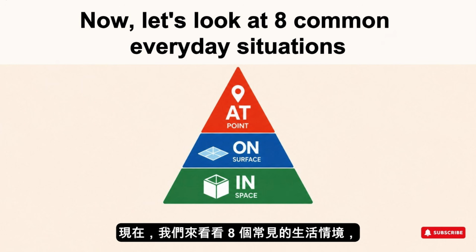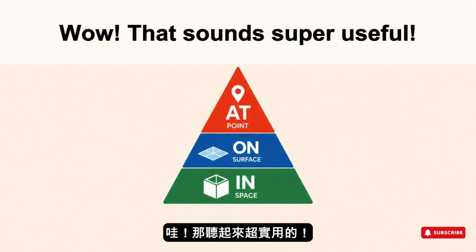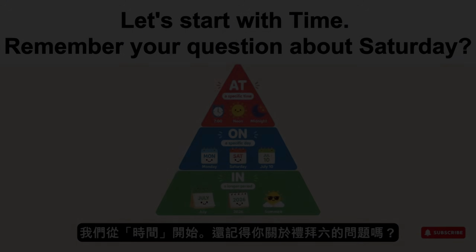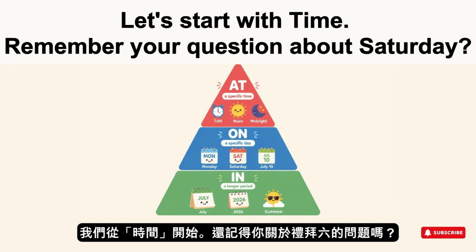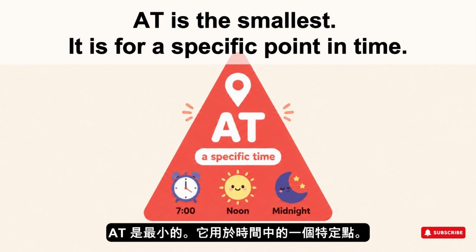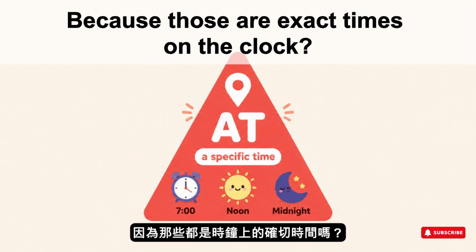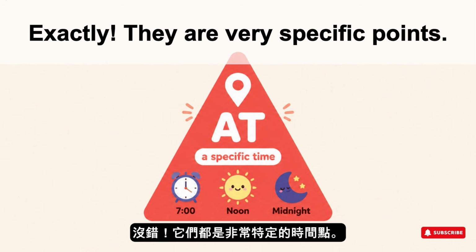Now let's look at 8 common everyday situations and see how this triangle can help us use at, on, and in correctly. Wow, that sounds super useful. Let's start with time. Remember your question about Saturday? Yes, I was so confused. Well, let's use our triangle. At is the smallest. It is for a specific point in time. For example, at 7 o'clock, at noon, or at midnight. Because those are exact times on the clock? Exactly. They are very specific points.